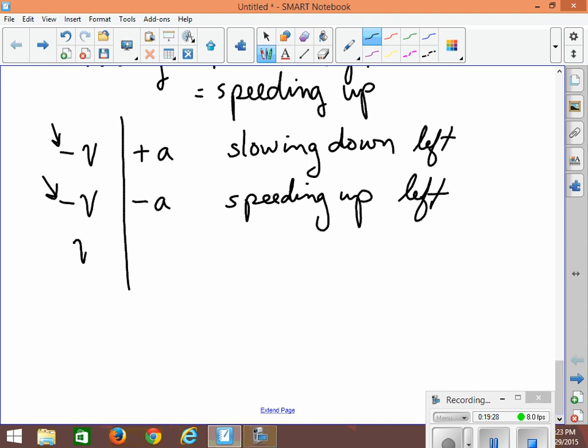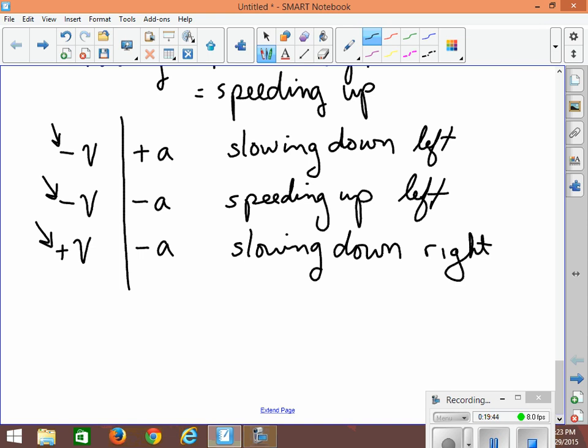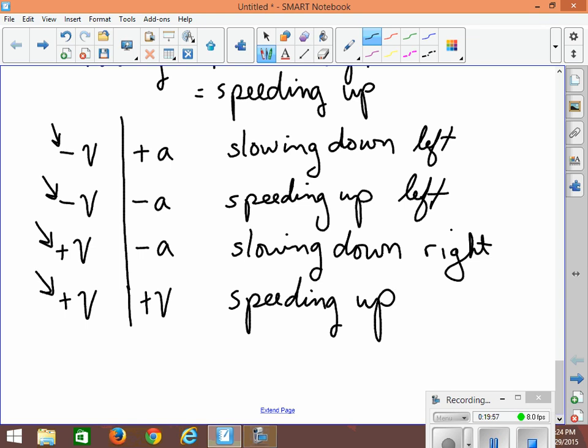If you have a positive velocity and a negative acceleration, you would be slowing down because the two signs are opposite, but this velocity sign tells me that you would be moving to the right, slowing down to the right. And the last one is positive velocity, positive acceleration. They are the same. That means speeding up. And if you look at the sign on the velocity, it means to the right. So there's another way of keeping it all straight in your head. And that's the story of acceleration.